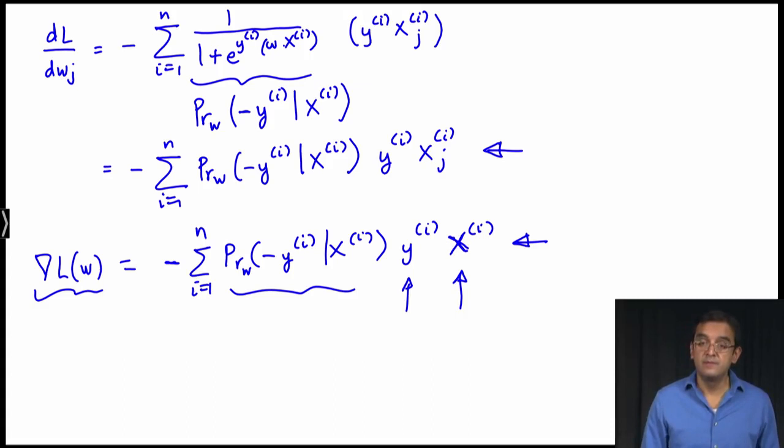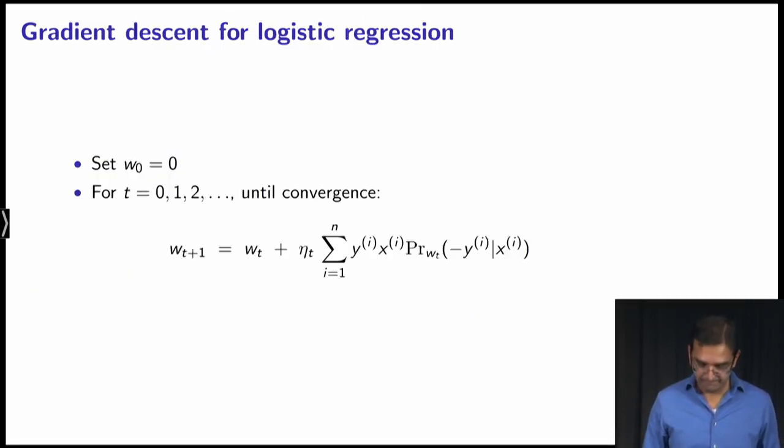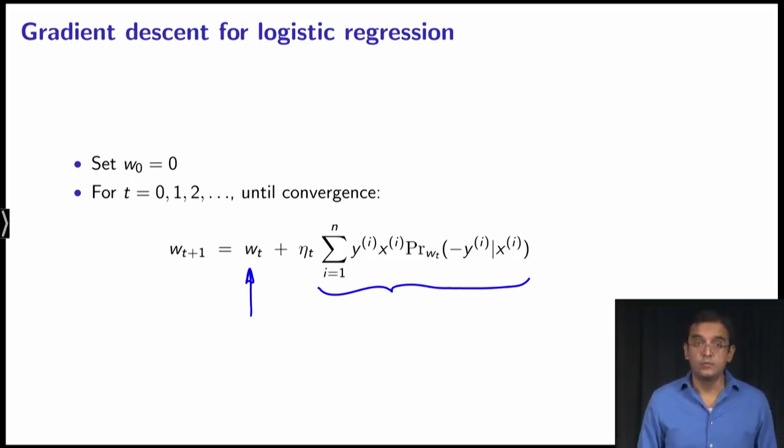Okay, so we've computed the derivative of the loss function, and now we're ready to write down a gradient descent algorithm. This is what it looks like. Okay? We initialize w to 0, and then we begin our iterative updates. And when the current parameter vector is w sub t, the update looks like this. We compute a weighted sum of the data points, and we simply add it to w sub t with some step size eta sub t.